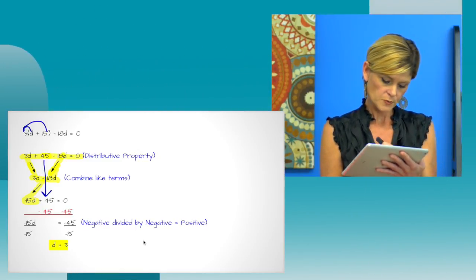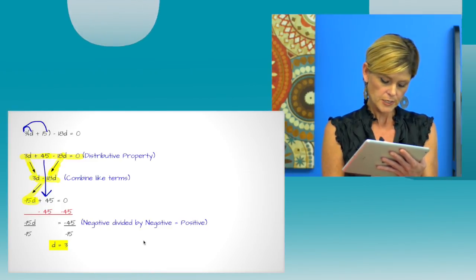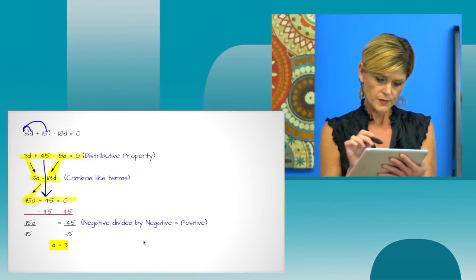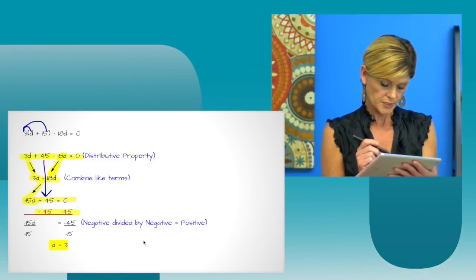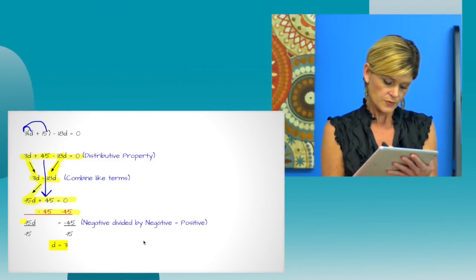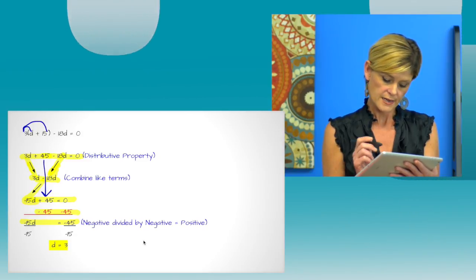Now let's read our equation. We have negative 15d plus 45 equals 0. I'm going to subtract 45 from both sides of the equal sign. I now have negative 15d equals negative 45.